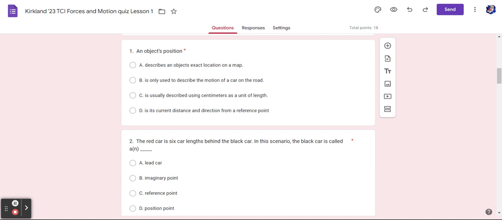Number one, an object's position A, describes an object's exact location on a map. B, is used only to describe the motion of a car on the road. C, is usually described using centimeters as a unit of length. D, is its current distance and direction from the reference point.